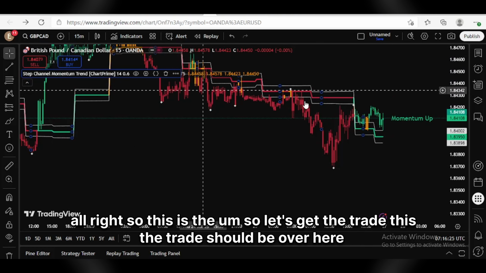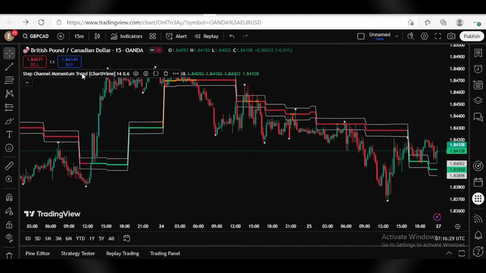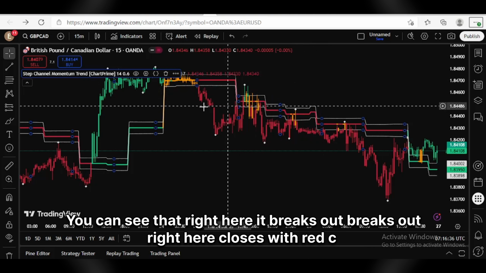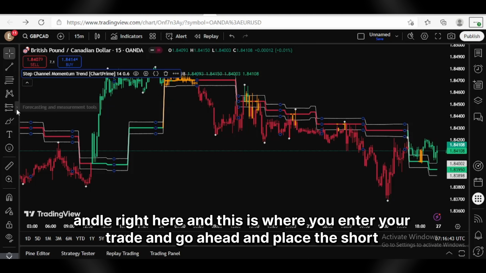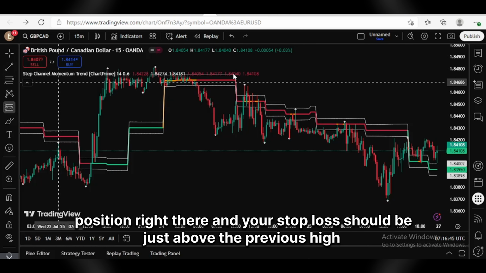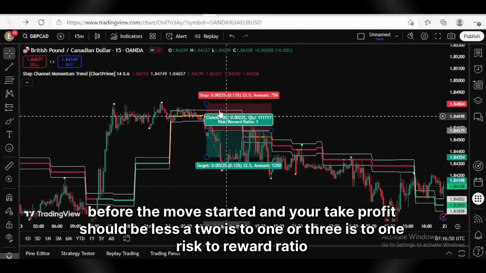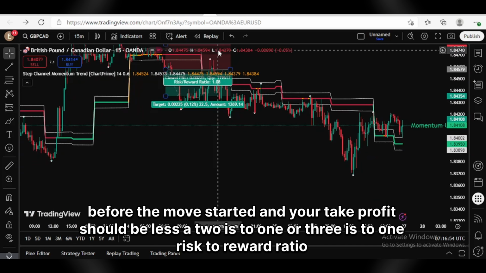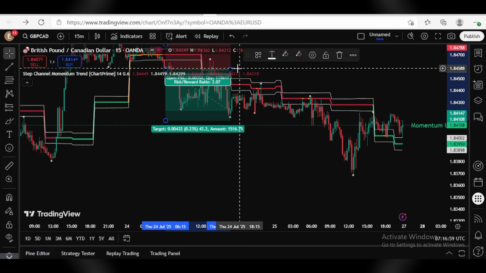So let's get the trade. The trade should be over here. If I see that right here, it breaks out, closes with a red candle right here, and this is where you enter your trade. Go ahead and place your short position right there, and your stop loss should be just above the previous high before the move started, and your take profit should be, let's say, a 2:1 or 3:1 risk to reward ratio.